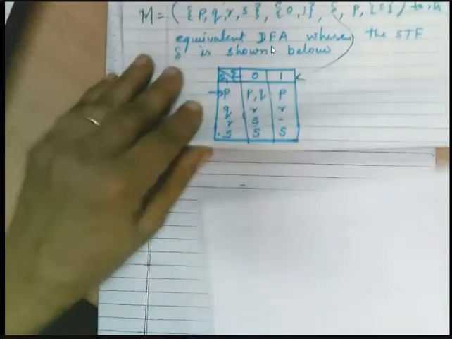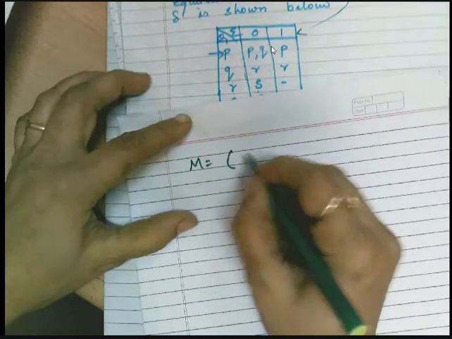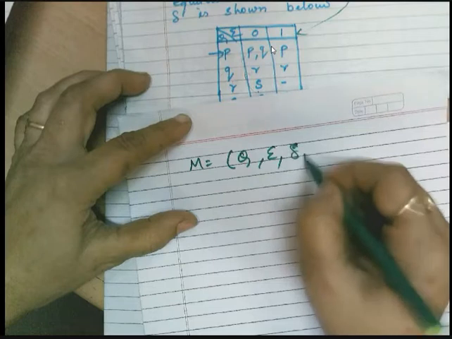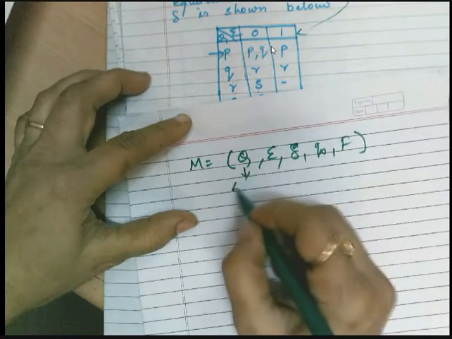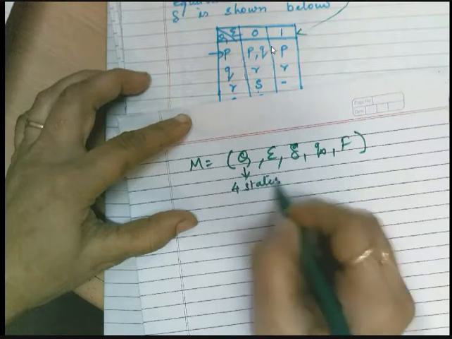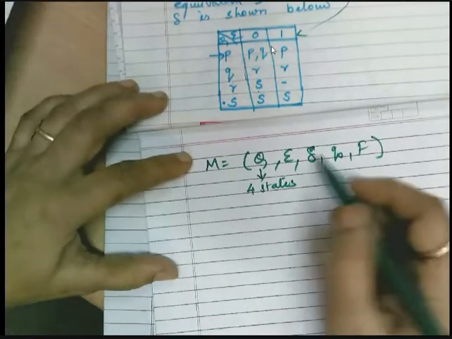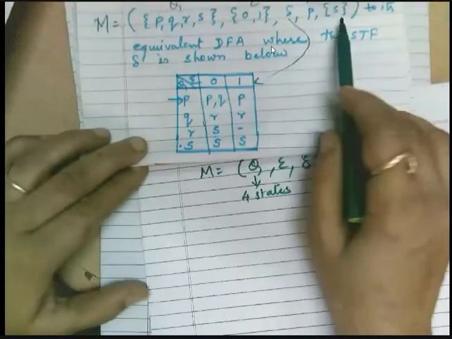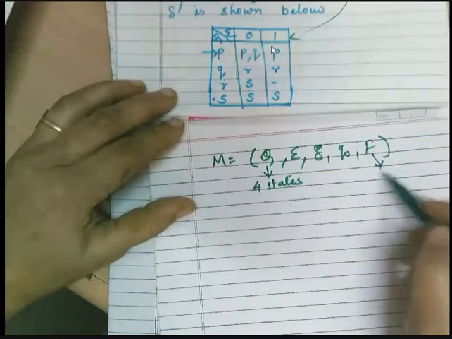See, now I am trying to solve this problem. So in M, you are having Q, summation, that is the alphabet, delta, Q0 and F, where here Q is having how many states? 4 states, right? See, 1, 2, 3, 4, and F is also having only one state. See, S is your final state, right? So here in F you are having one state.